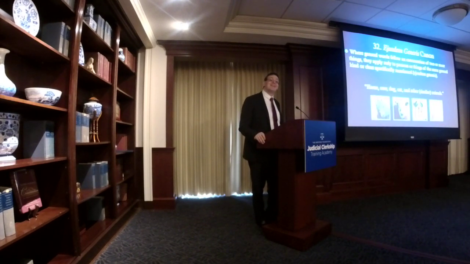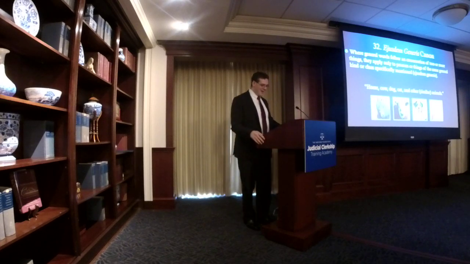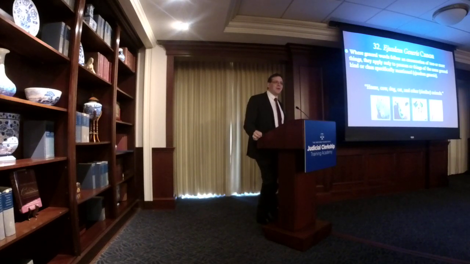Yes. Ejusdem generis. Thank you. Ejusdem generis, right? It's good enough, okay? Where general words follow an enumeration of two or more things, they apply only to persons or things of the same general kind. So, for example, if I said horse, cow, dog, cat, and other animals, you put the word similar in there, because you presume that the types of animals you're referring to are similar to horses, cows, dogs, and cats, right? What is the common thread here?